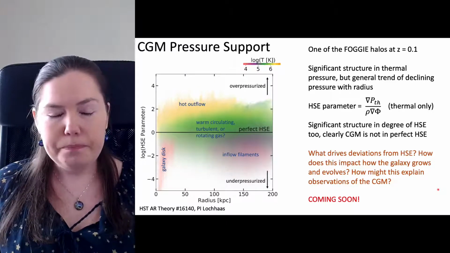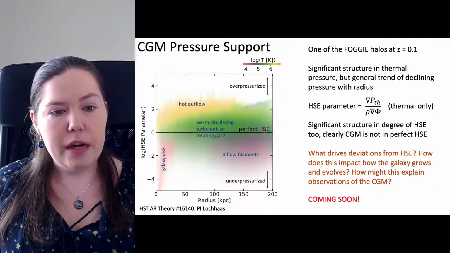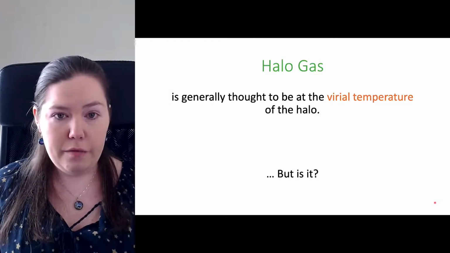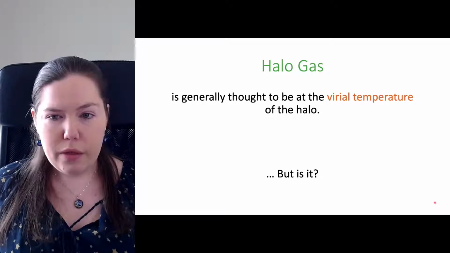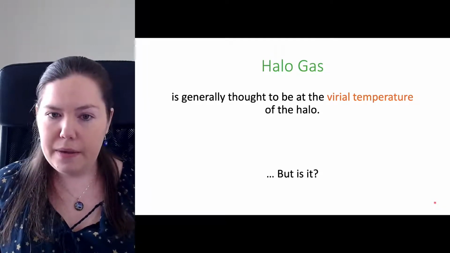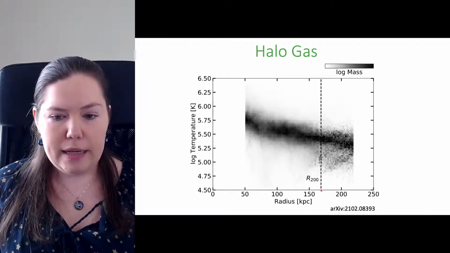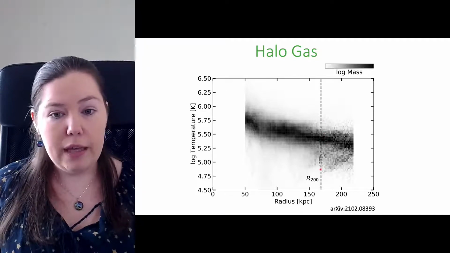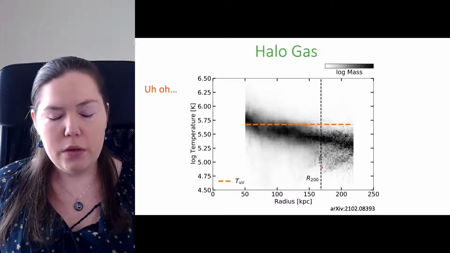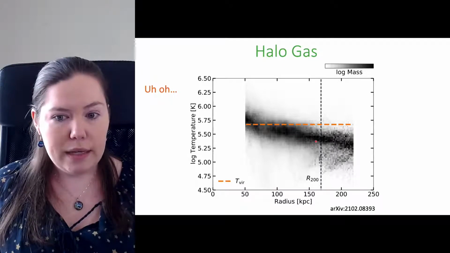In particular, I want to focus on this halo gas that shows up as this green color here that is not part of either large-scale outflows or large-scale inflows. This halo gas is generally thought to be at the virial temperature of the galactic halo, but this may not necessarily be the case. If we look at a distribution of the gas temperature as a function of radius out to the virial radius in one of the FOGGIE halos, and compare this to the standard virial temperature that we would expect for this halo, we actually find that the gas in the halo is about a factor of 2 colder than you would expect.